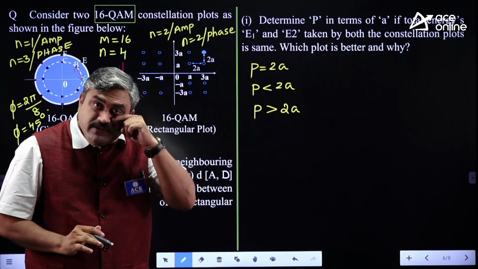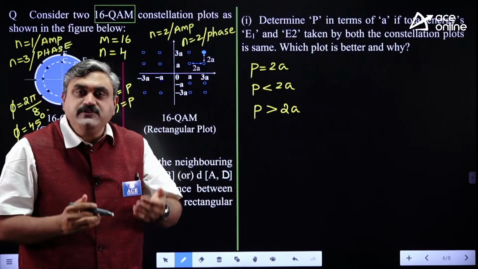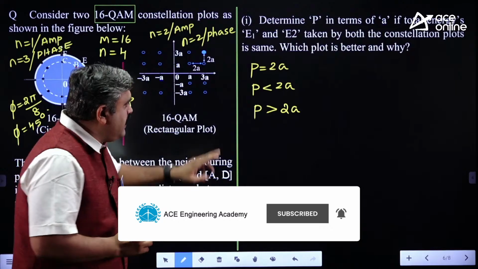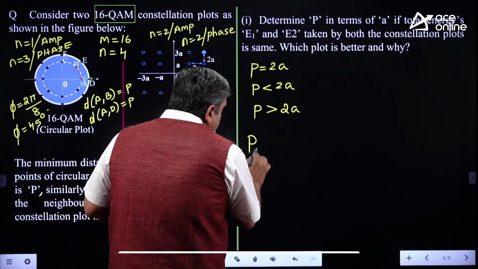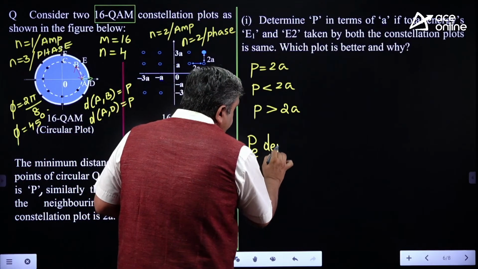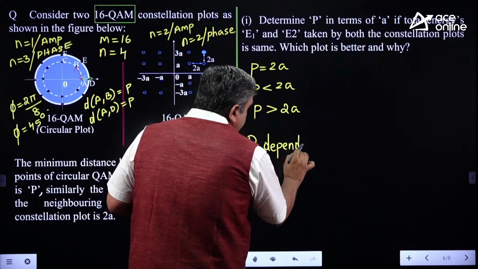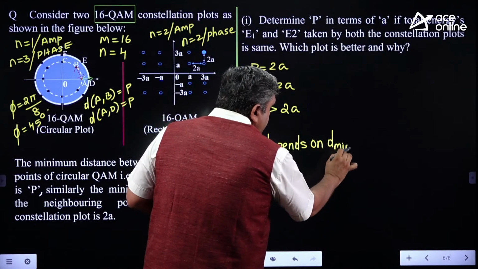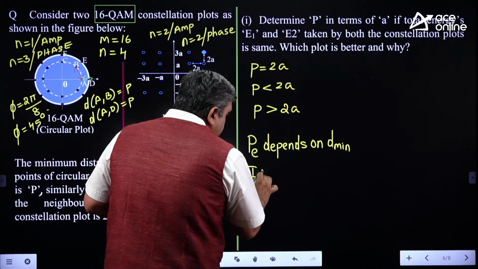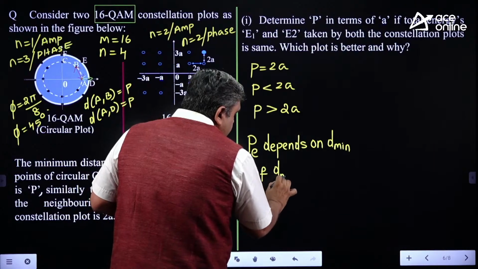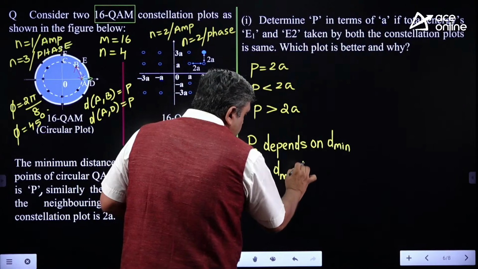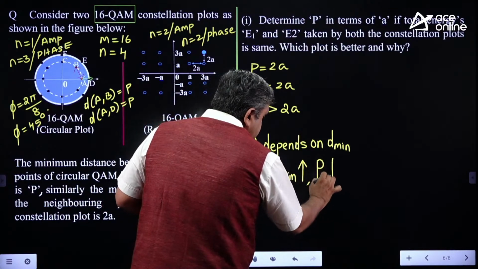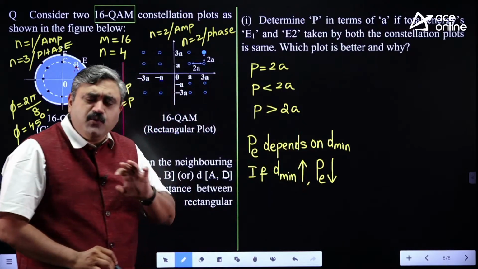What is the advantage of doing this? First of all, when you do this, what will happen? You will be in a position to tell which would be a better constellation plot, because the probability of error depends on d minimum. That is the logic here. So what is the concept here? If the value of d minimum for a given constellation plot is more, then the probability of error will be less. That's all. That is the whole underlying concept.